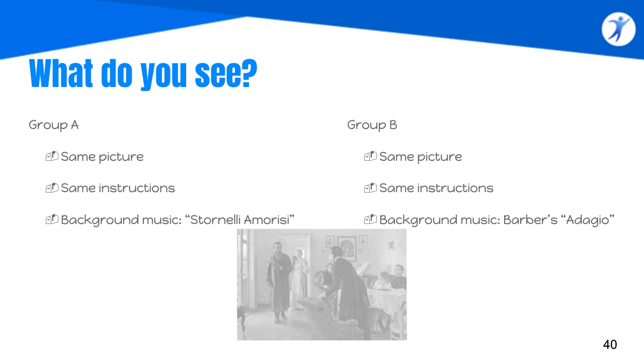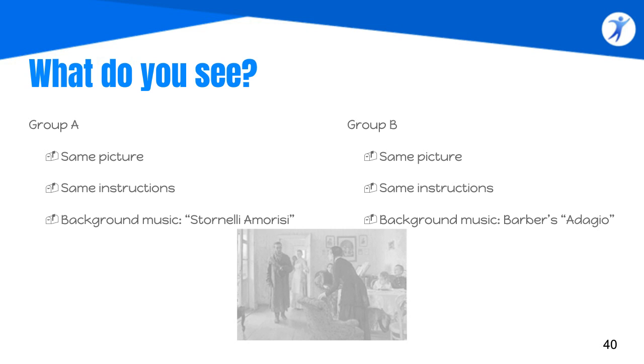But now, I want to take a look at something else that we can do with this that changes it. I can show that same picture to two different groups. But if I change the background music that I give them, something very interesting happens. I'll give Group A the same picture, the same instructions, and the background music Stornelli Amorisi, which is a real lighthearted Italian aria. I'll take another group and give them the same picture and the same instructions, but a very different set of background music.